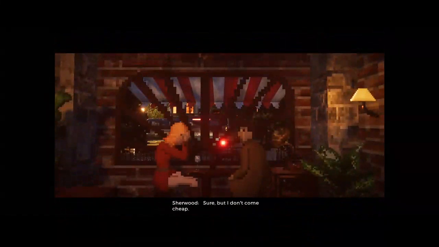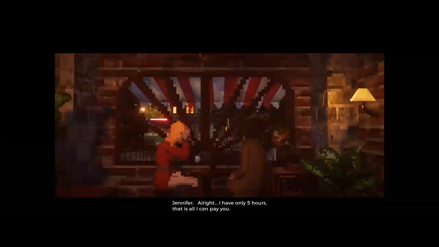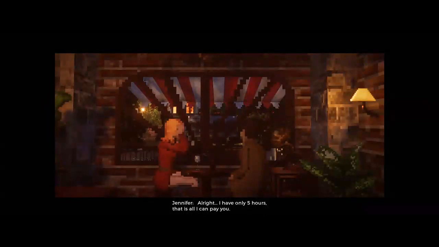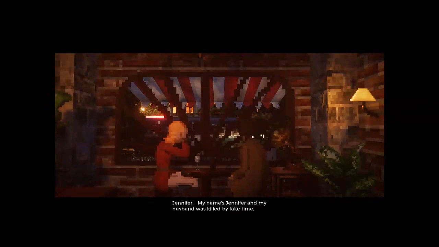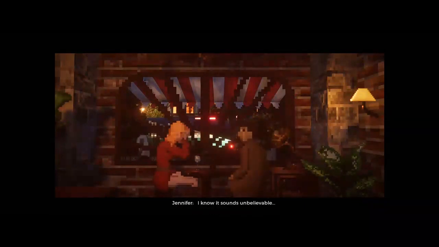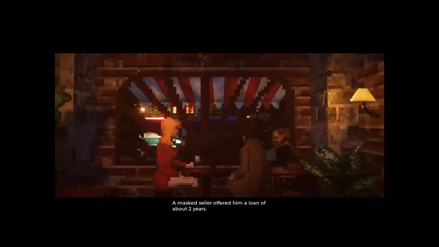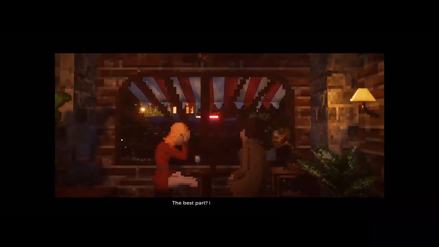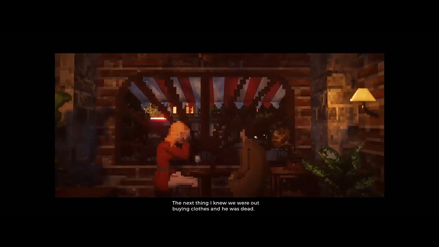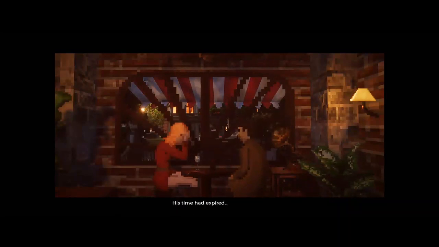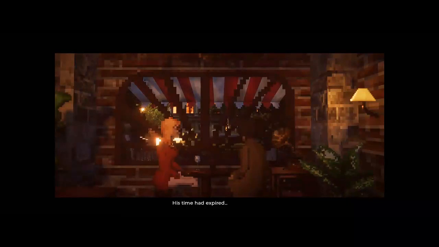Okay, so meet the client. Her name is Jennifer. She needs Sherwood's help because she has only 5 hours, and that's all she can pay him for this particular job. Her husband was killed by fake time. It sounds unbelievable, but a mask seller offered him a loan of about 2 years. It was a very low interest rate, just like what Sherwood had. And then after knowing that, her husband was killed, after she was buying clothes. So basically his time kind of ran out.